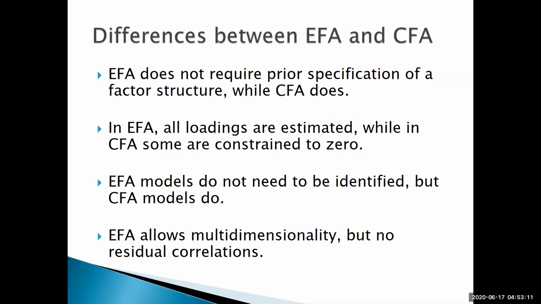So that calculation we have done, where we look at the number of parameter estimates and the size of the covariance matrix, and the number of parameter estimates needs to be equal or less than the size of the covariance matrix for identification of CFA. That is not necessarily for EFA. And EFA allows for multidimensionality, but no residual correlations.